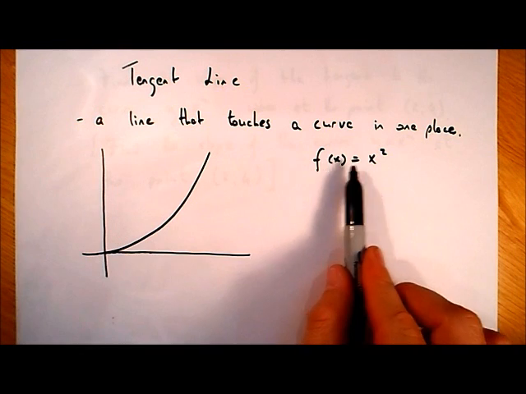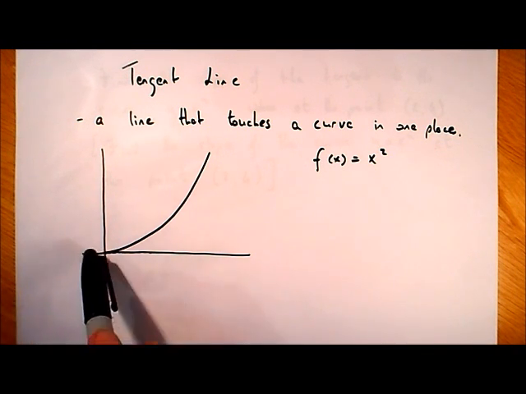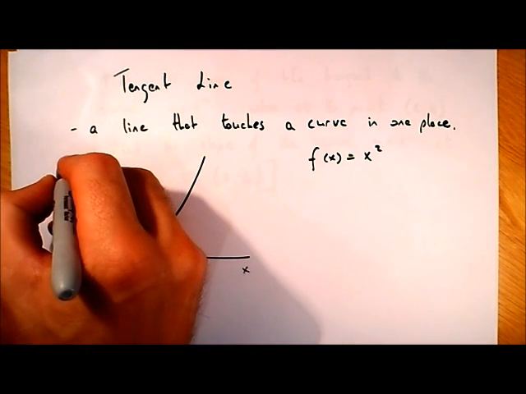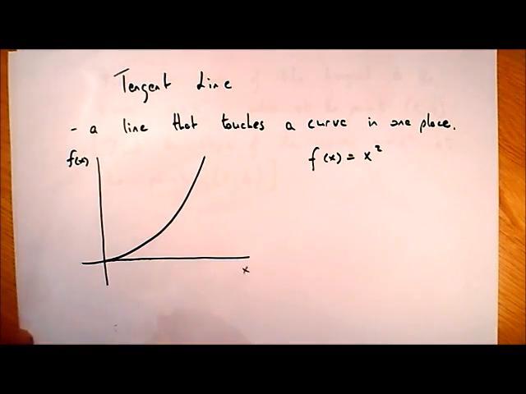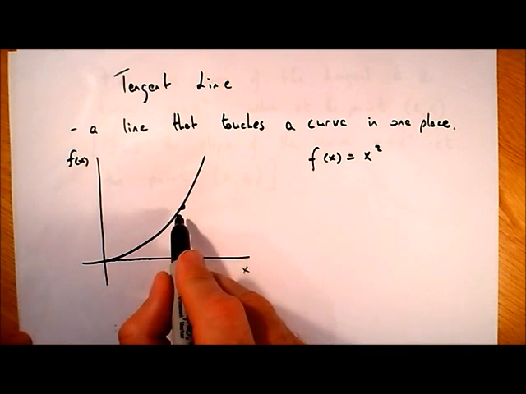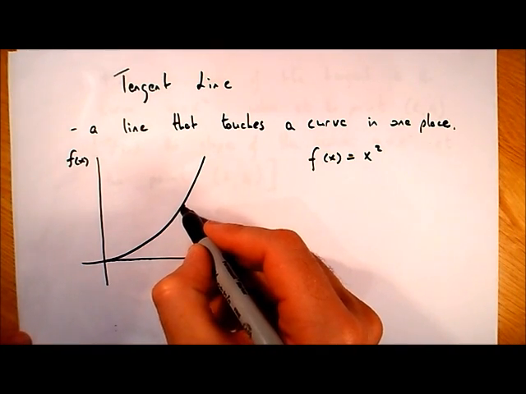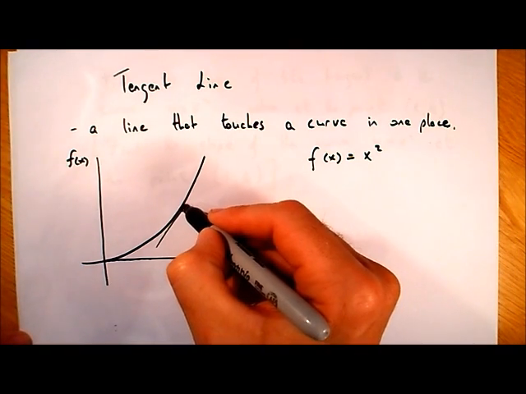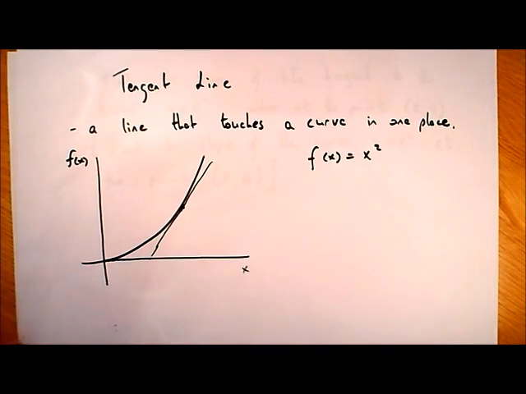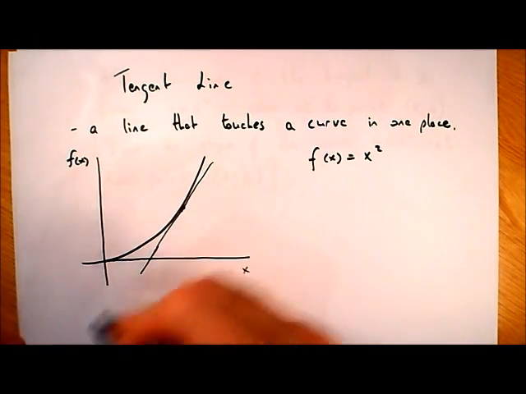So let's have a look at this curve f of x is equal to x squared, which I've drawn here. So we have our x-axis and we have the f of x-axis, and there's the curve here. Say I mark a point right there, I can draw the tangent line. The tangent line is the line that goes through that point, but it only touches the curve once. It doesn't cut across the curve, it just touches the curve right at that point. So there's the tangent line right there.